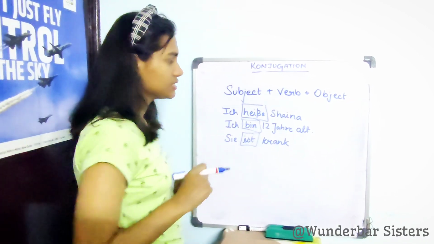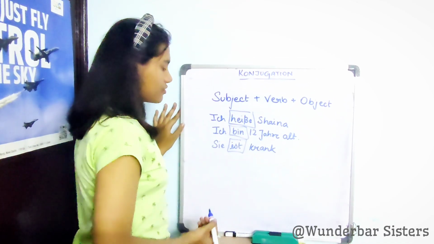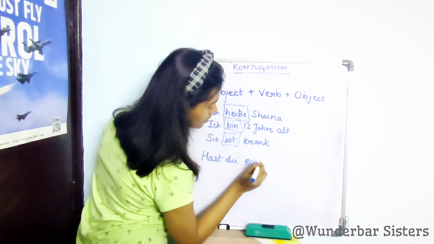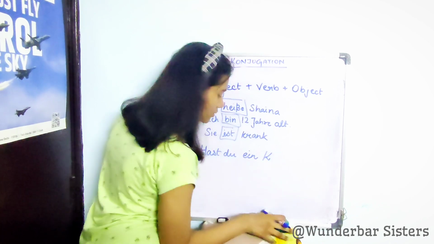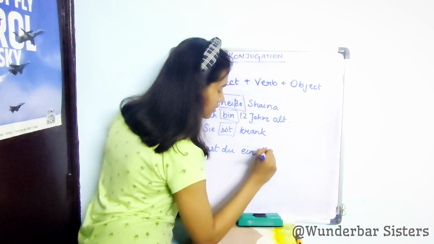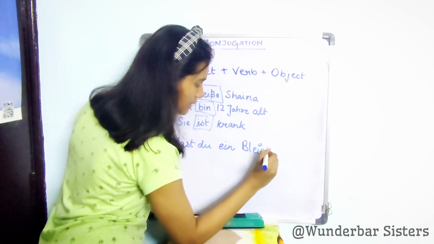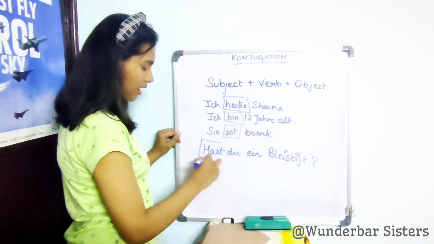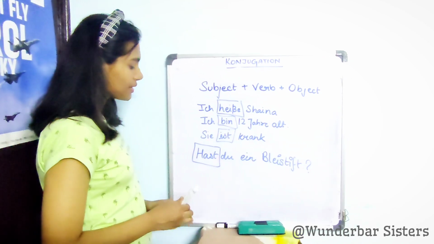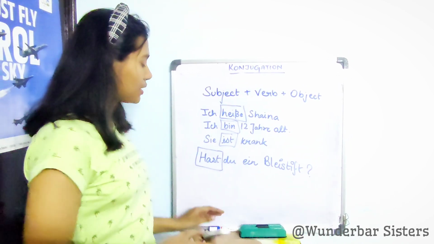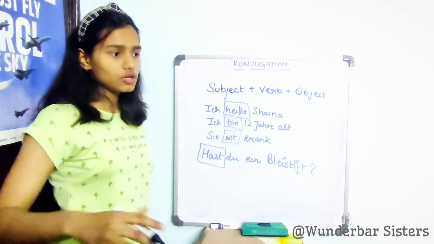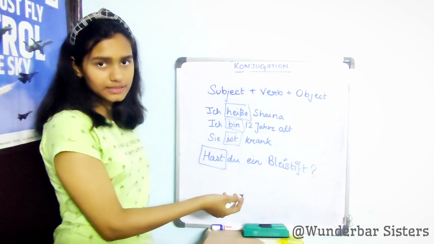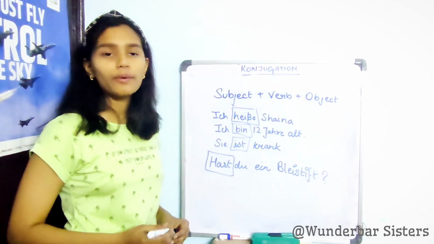But there are a few exceptions, like when we are framing a question. For example, "Hast du einen Bleistift?" This sentence means, do you have a pencil? We'll see that hast is a verb, and it's coming in the first position. So whenever we are forming a question, like do you know or do you have, the verb would come at the first place instead of the second place. So that is the rule for forming sentences.